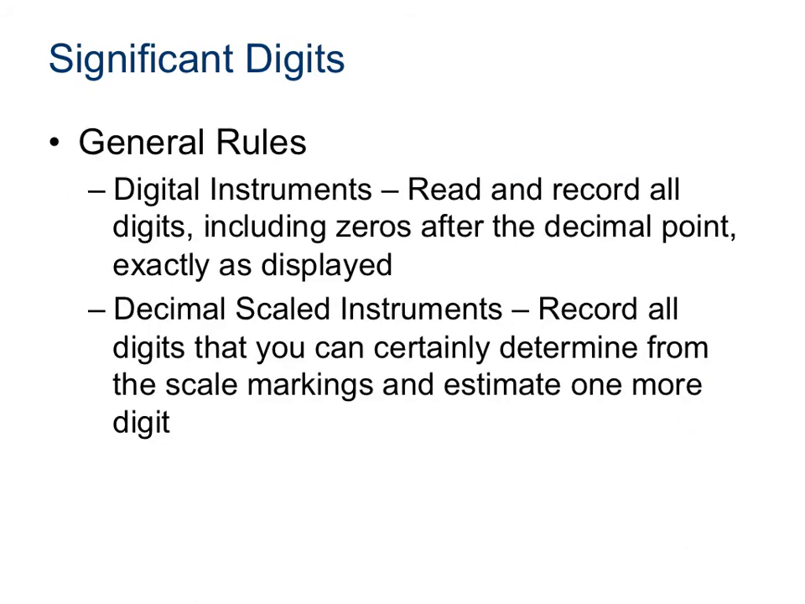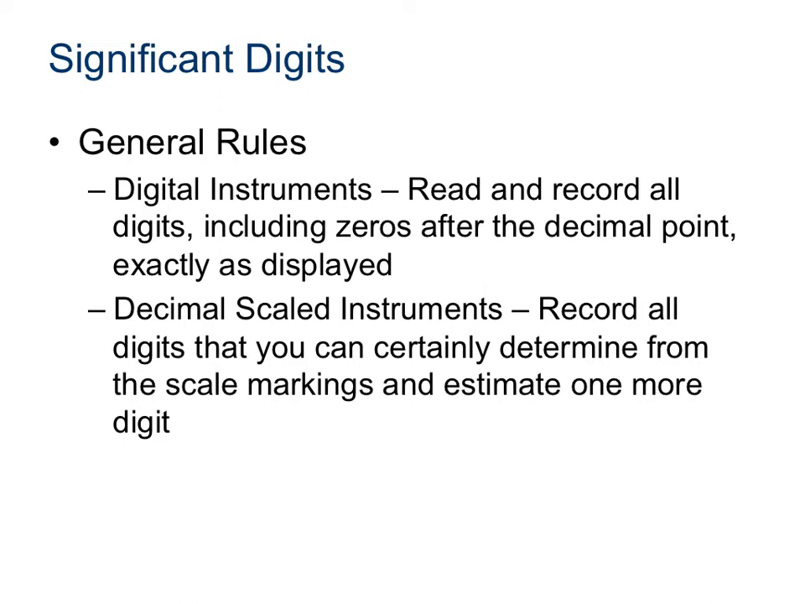Okay, so general rules for digital instruments. We're not really going to use these in class, but that would be something like a calculator or a digital scale. Basically, you're going to read and record all the digits, including the zeros after the decimal point, displayed exactly as it's displayed, because if it's doing it digitally, it's telling you the exact measurement, and it's doing that rounding for you.